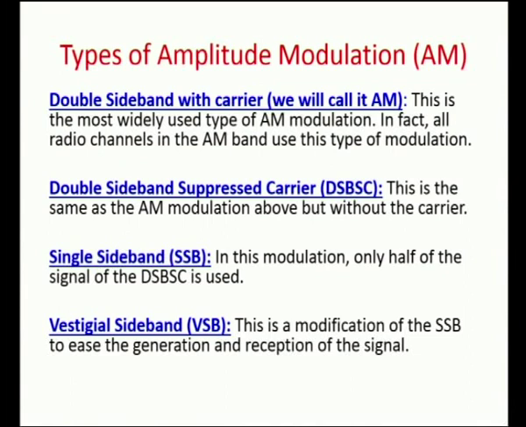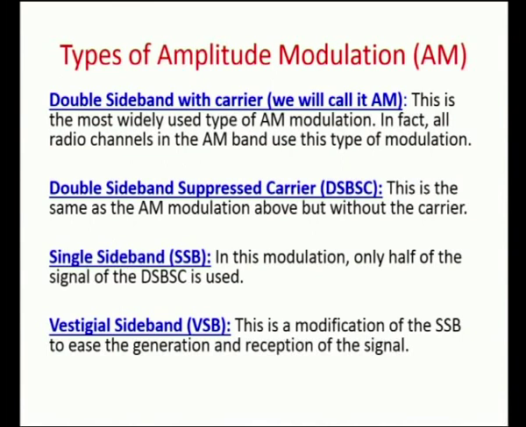There are various types of amplitude modulations like double sideband with carrier. This is popularly called an amplitude modulated signal. Double sideband suppressed carrier is also the same as amplitude modulation, but without the carrier. In single sideband modulation, only one half of the sideband will be transmitted.